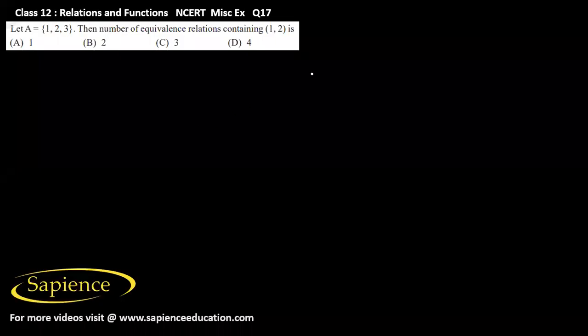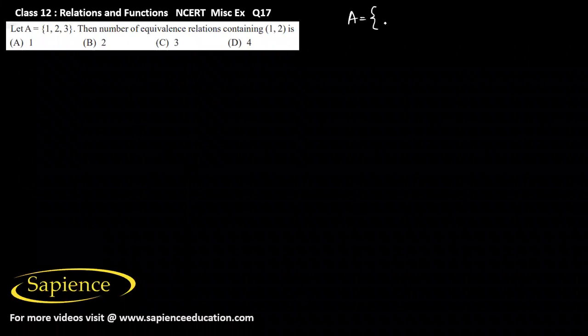So here it is told that let A be the set which contains the elements 1, 2, 3, and then we have to find the number of equivalence relations containing the ordered pair (1, 2).